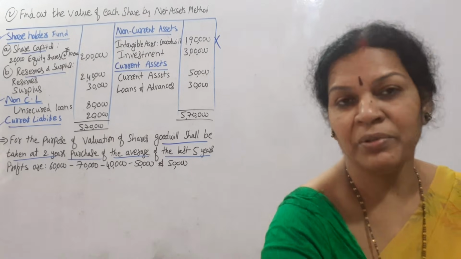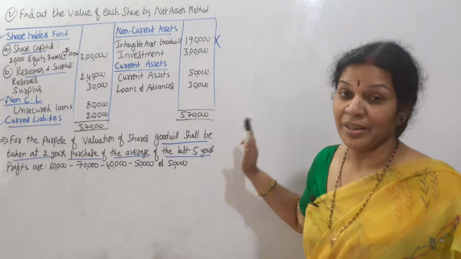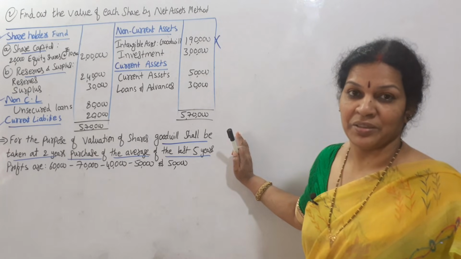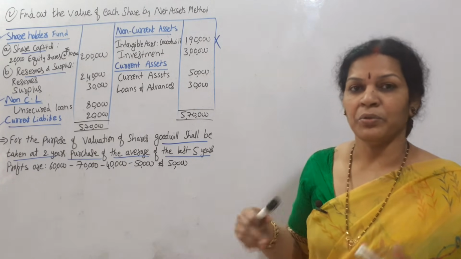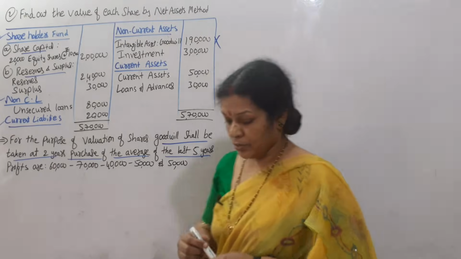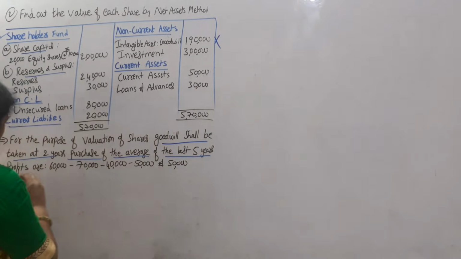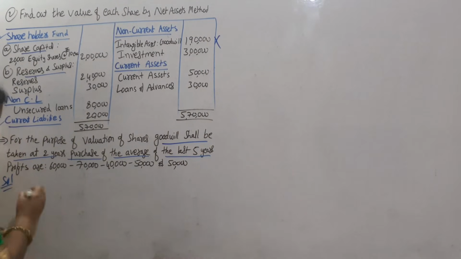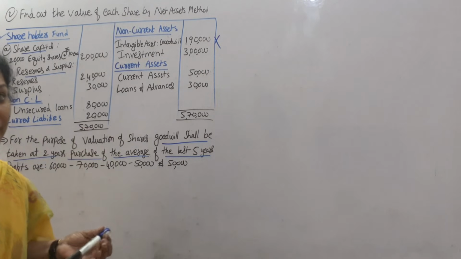Now first of all, what we will do is calculation of goodwill, because it is given in the adjustment. First, if you calculate the goodwill, then only you can go for the calculation of net assets. So here only I will start the problem. Step number 1, calculation of goodwill.